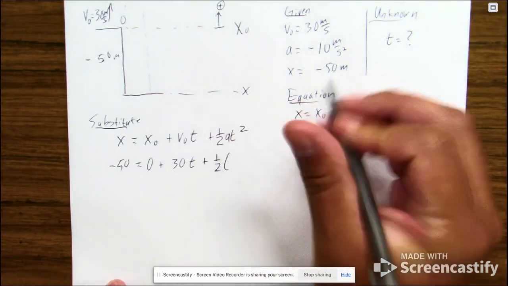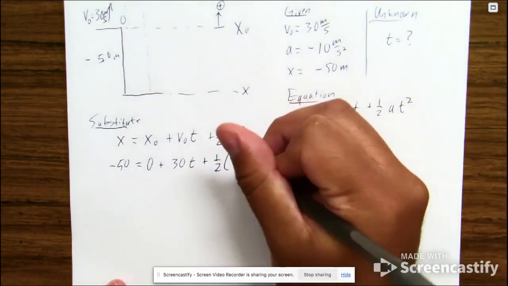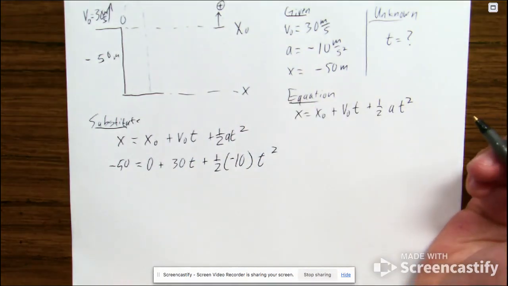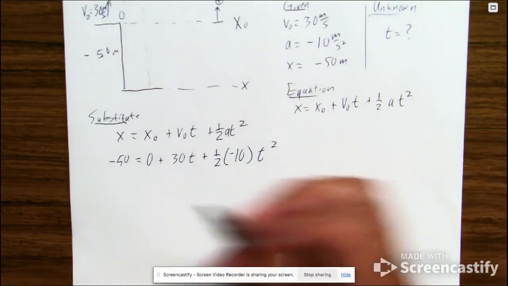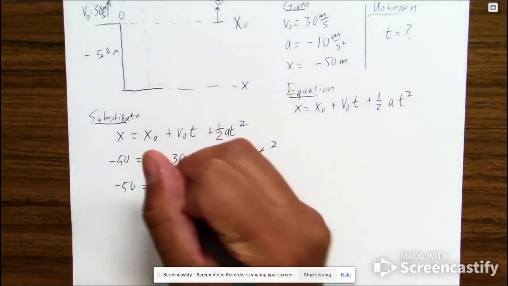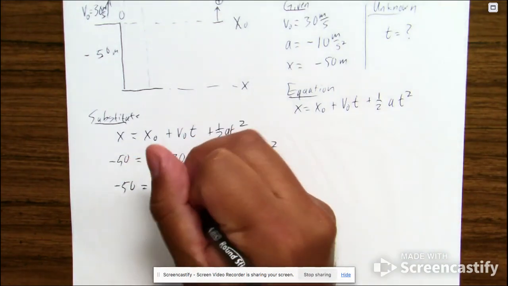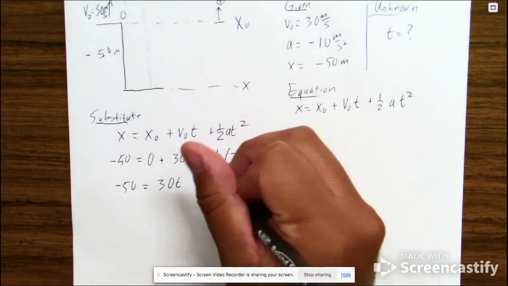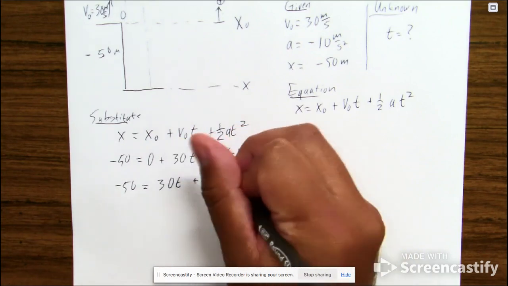My acceleration is negative 10 times time squared. All right, there you go. Let's massage this a little bit down so that it's a little bit easier to follow. Negative 50 is equal to 0. I don't have to write that. 30t plus 1/2 of -10 is -5. So I should probably write -5 right there.